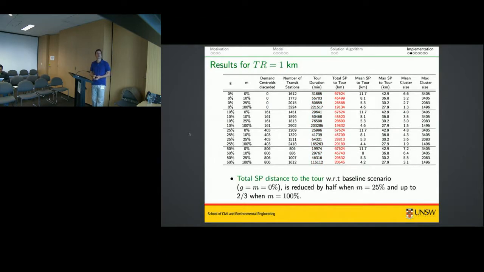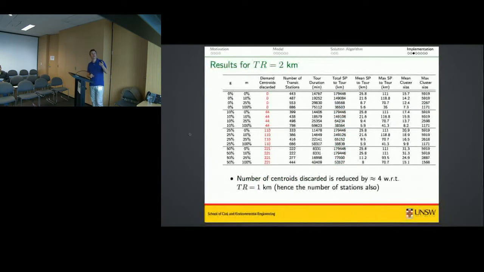The total shortest path to the tour, with respect to the baseline scenario where both design parameters are zero, is roughly reduced by half when M is 25. So when we add 1/4 station per centroid, we reduce by half the total distance, and by 2/3 when we double. So there is not a major improvement, but we can see that just introducing a little more stations will help a lot in reducing the total distance to the tour. That is very much a consequence of the fact that if you have a large connected component and initially have only a single station, it doesn't look really good at first. So as soon as you add some of them, it helps a lot.